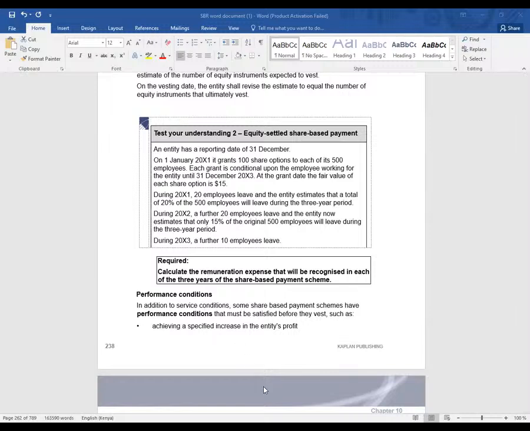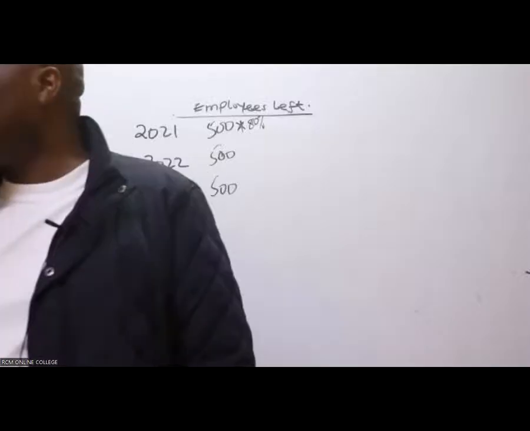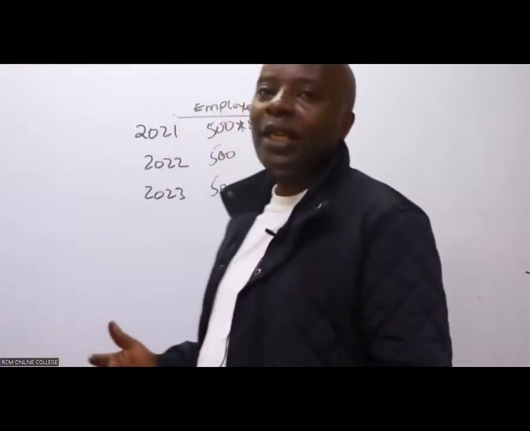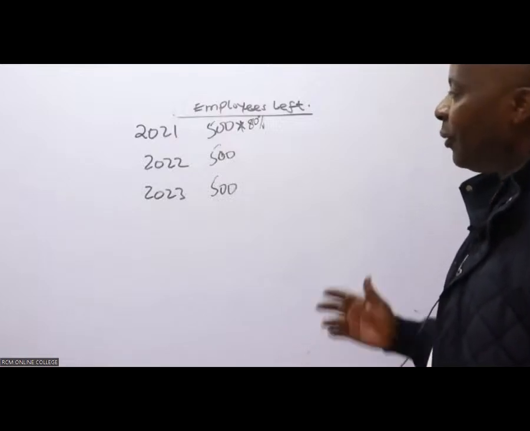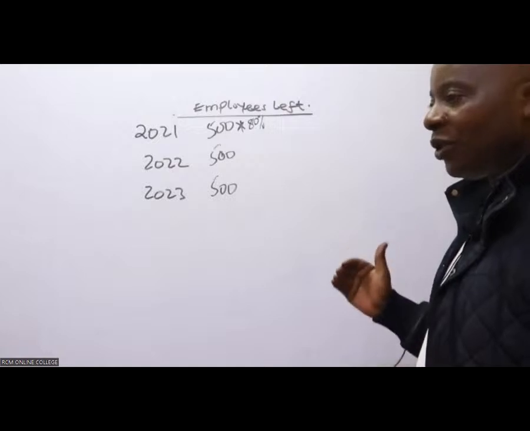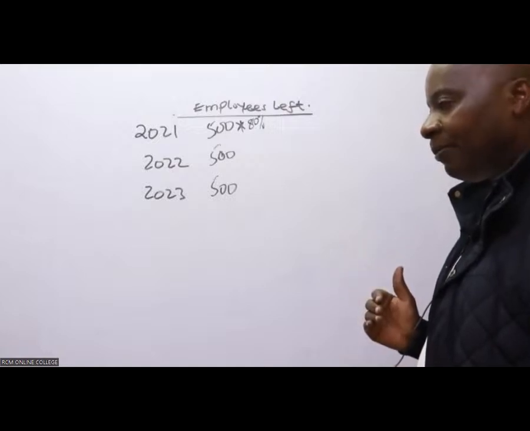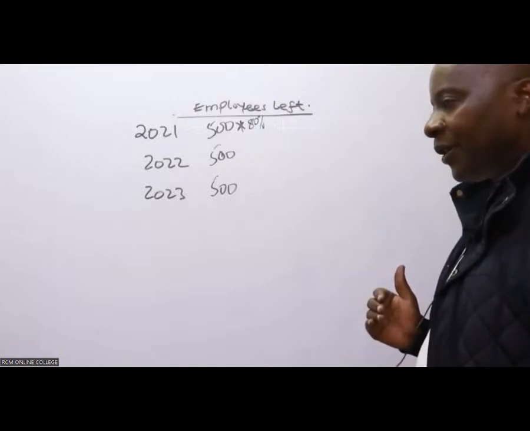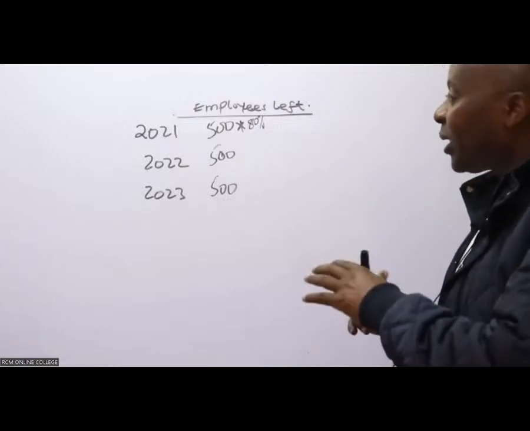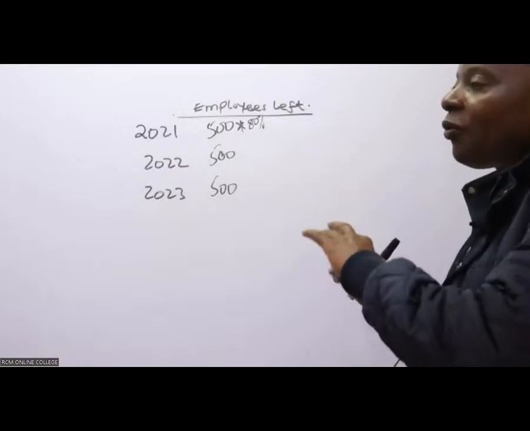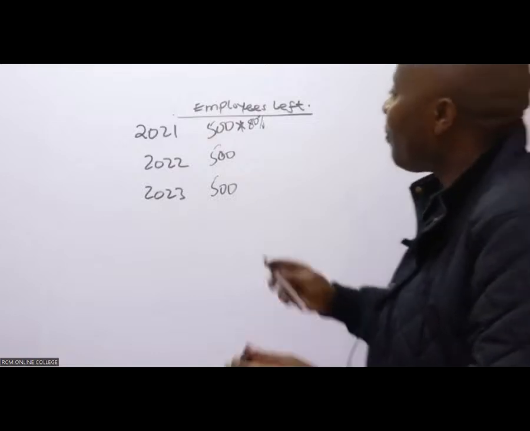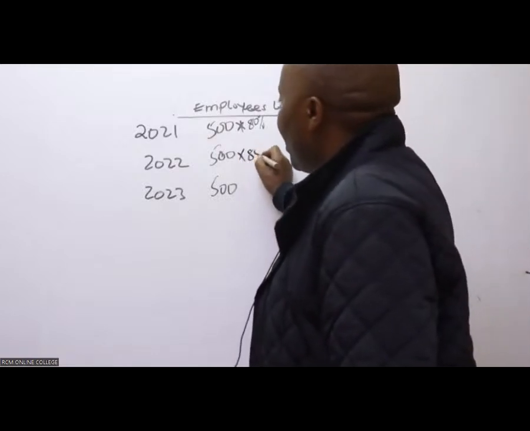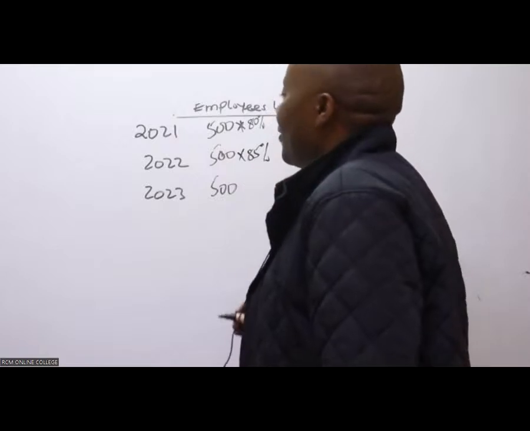So if 15% is leaving, what percentage will be left with us in the company? Remember, they're not telling you it is 15% of the year, it is 15% over the 3 years. So 85% will be left with us.